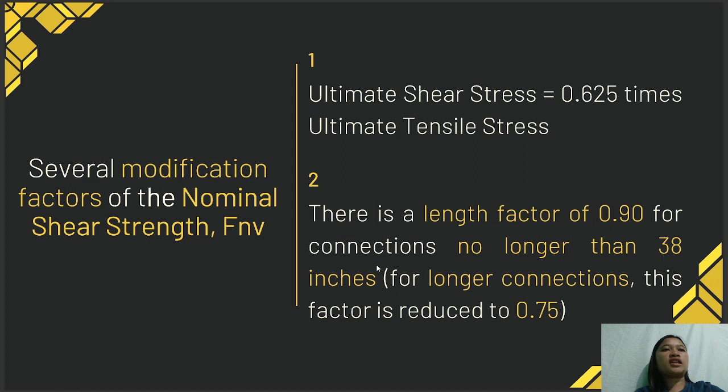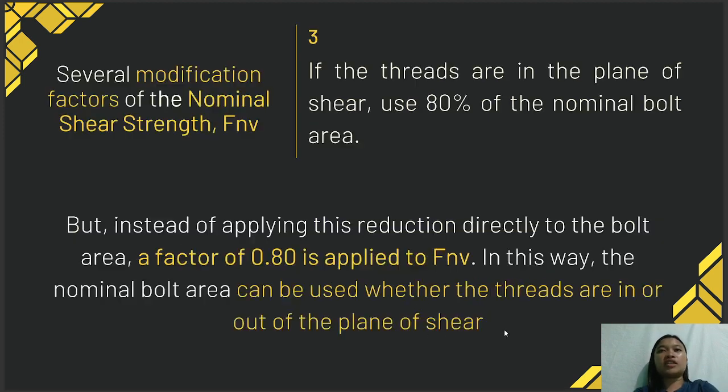We have here several modification factors of the nominal shear strength. First, the ultimate shear stress is equal to 0.625 times the ultimate tensile stress. Next, there is a length factor of 0.9 for connections no longer than 38 inches. And for longer connections, the reduction factor is 0.75.